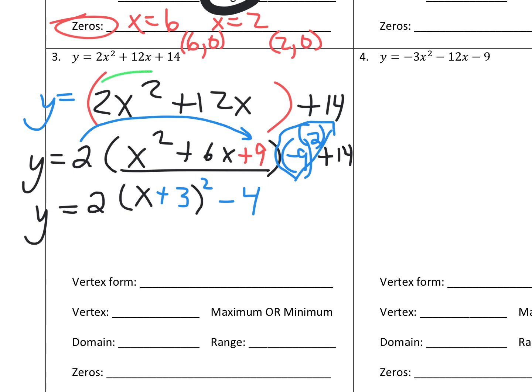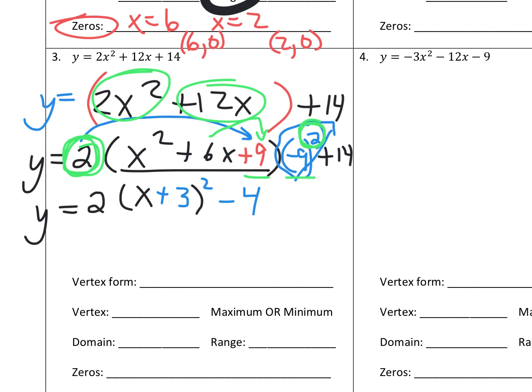He realized that these both had a 2 in them, so he factored it out. Then he did the half of the 6 is 3, and he squared it, half n squared. Then he remembered that this 2 had to get multiplied by the 9, so you have to also multiply it by the negative 9, because these are supposed to cancel each other out.